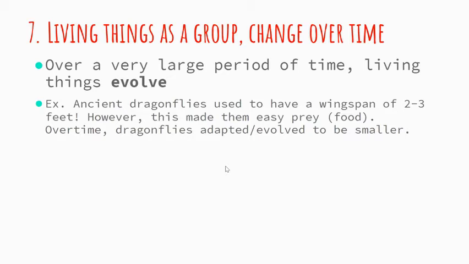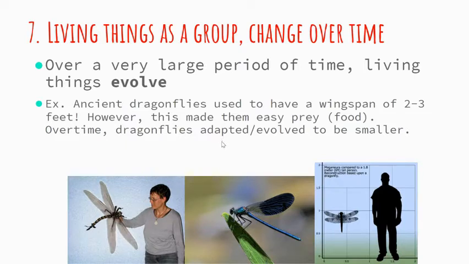Living things as a group change over time. When I say as a group, that just means one individual doesn't suddenly change or evolve. It is a very slow change over a very long amount of time. An example is that ancient dragonflies used to have a wingspan of 2 to 3 feet. However, this made them easier prey. Over time, it was more advantageous to be a smaller dragonfly. Therefore, smaller dragonflies were more likely to survive and reproduce more of their size, and the larger species died out.